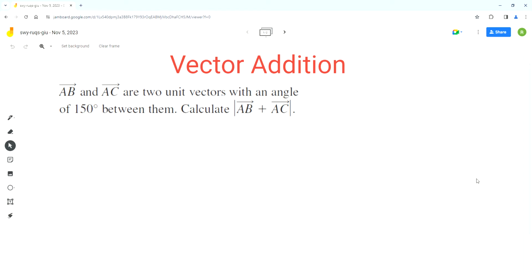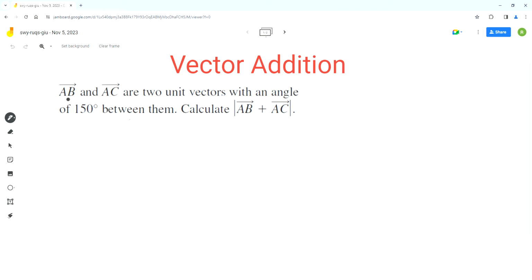So in this video, we'll solve this problem based on the concepts of vector addition. As per the problem, vectors AB and AC are two unit vectors with an angle of 150 degrees between them, and we have to calculate the magnitude of vector AB plus vector AC. So the first step here is to draw a diagram.